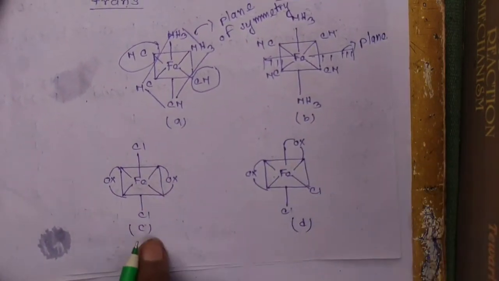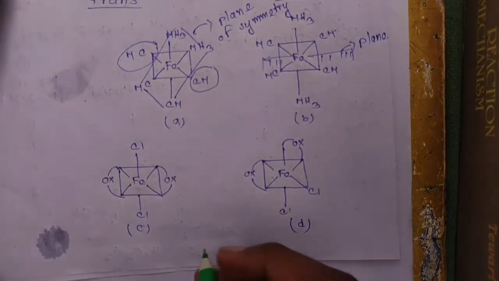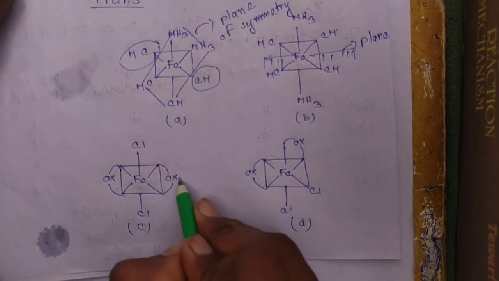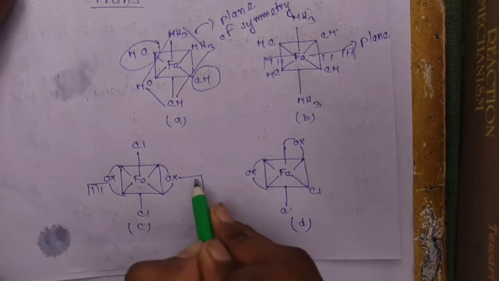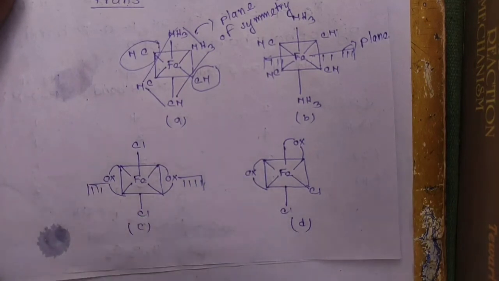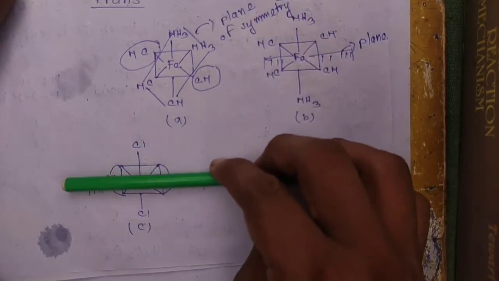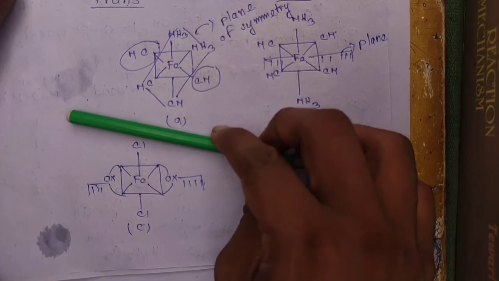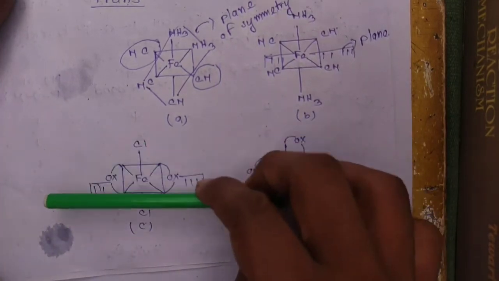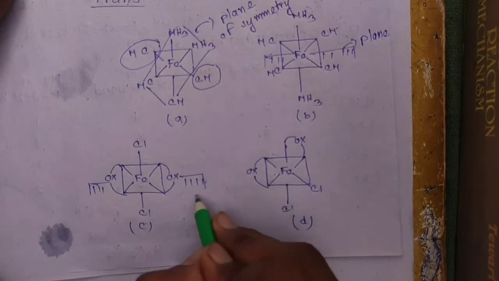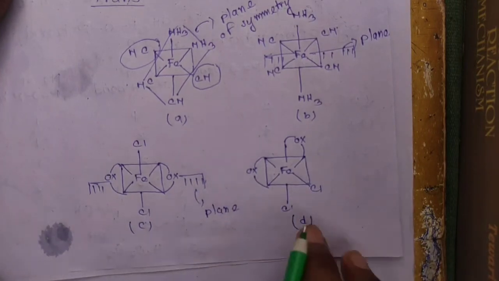Now in compound C, in trans form, easily we can see that there is a plane. If we cut the molecule like this, then it has a Cl group on the upper side and a Cl group on the below side, so it divides the molecule into two equal halves, and this is the plane of symmetry. So it is also optically inactive.